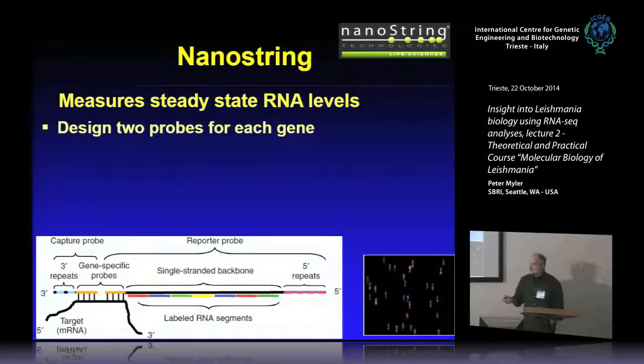There's a second probe that you make that hybridizes right next to the first probe on the messenger RNA, and it has a barcoded RNA segment on here, so that these are different colored dyes.